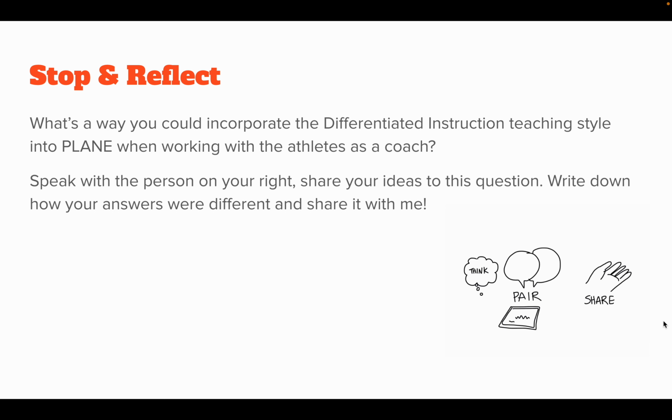So let's stop here and reflect for a minute. What is a way you could incorporate the differentiated instruction teaching style into playing when working with the athletes as a coach? If you have someone near you, you could share your ideas to this question, and then write down how each of your answers were different and share it.